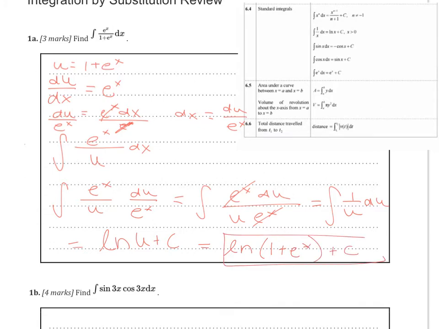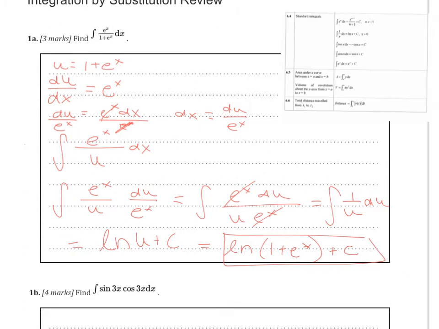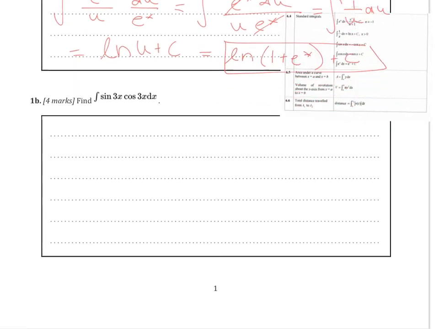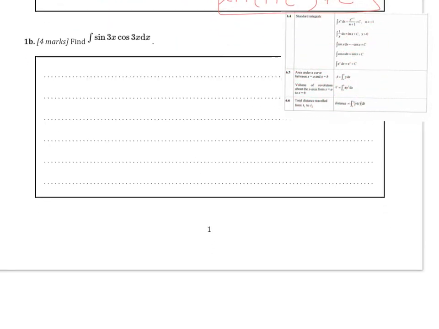And so that is our integral evaluated. So that's one example where you have a fraction that's not just 1 over x to start. Let's look at another example, and if we take a look at this one, we have sine of 3x, cosine of 3x dx. That's the integral we're trying to evaluate.